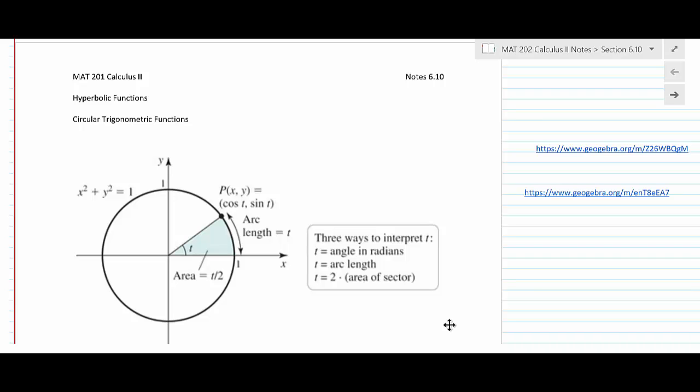The first thing I want to look at in this section is to remind you of what you learned in trig. You learned what we call circular trigonometric functions. Well, somebody had this idea that instead of basing everything on a circle, like you do in trig, we could base everything on a hyperbola. And we end up calling that hyperbolic trig functions.